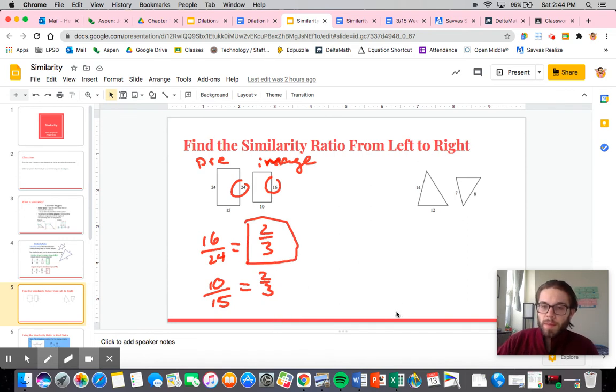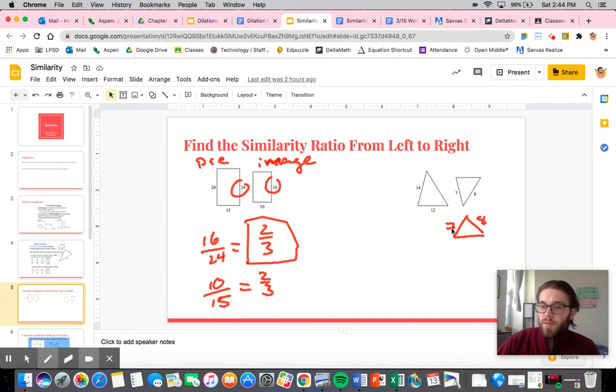Okay. What about this one? To find the similarity ratio, we need to make sure that we have these in the same orientation. Now, obviously, this is kind of flipped upside down. So really, it would look kind of something like this. 7, 8.